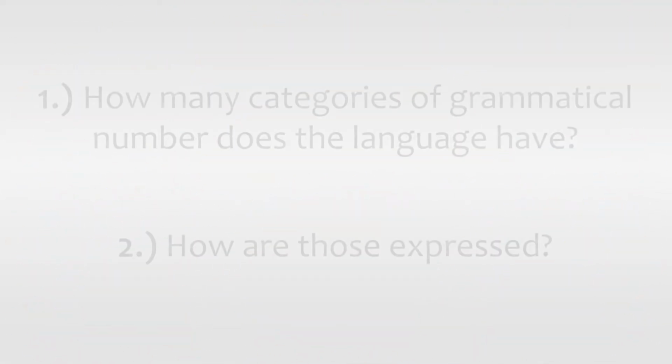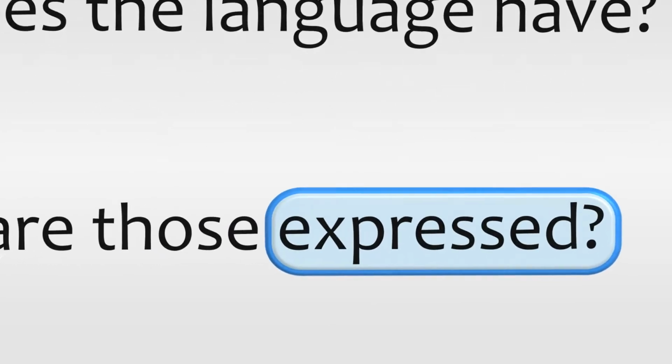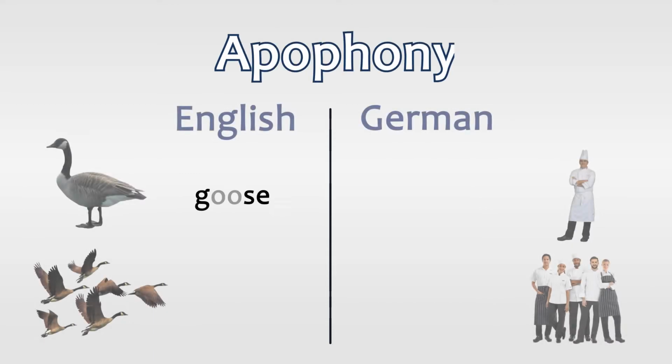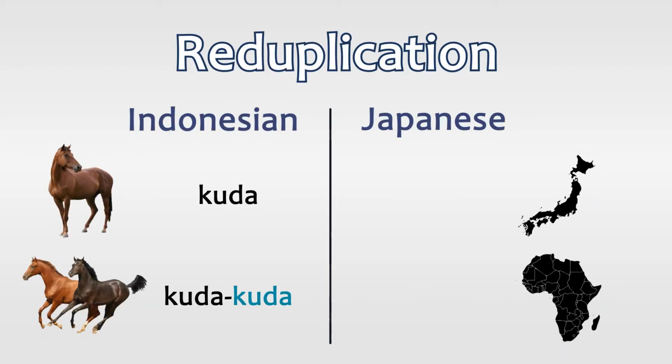Now, this is all fine and dandy, but how is grammatical number expressed in different languages? First, we have affixation. This can be at the end of the word or in the beginning. Then, letters within the word itself can change. This can also mix with affixation. Another pretty popular way of expressing numbers is reduplication, but it doesn't always have to be one-to-one reduplication, as shown by the Japanese example.